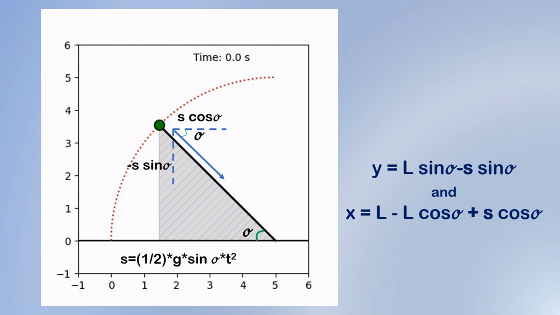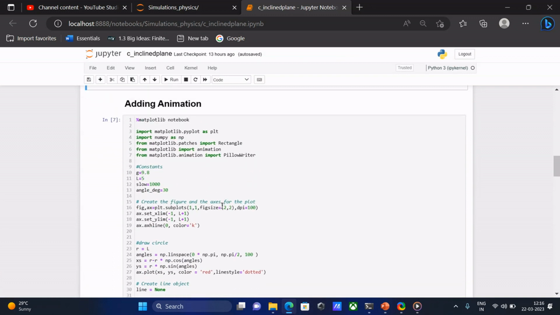So this is what we have done here. The initial y coordinate is L sine theta, and from that we have subtracted S sine theta. And for the x coordinate, initially it's the coordinate of the top of the inclined plane, so that was L minus L cos theta, and to that we have added the value of S cos theta. So let's jump into the code.